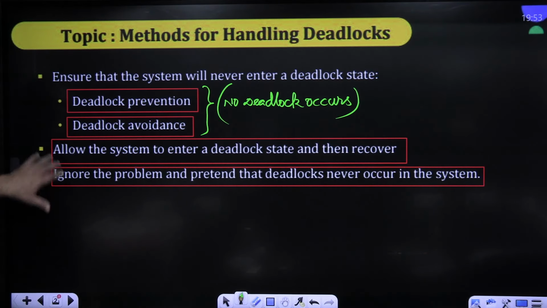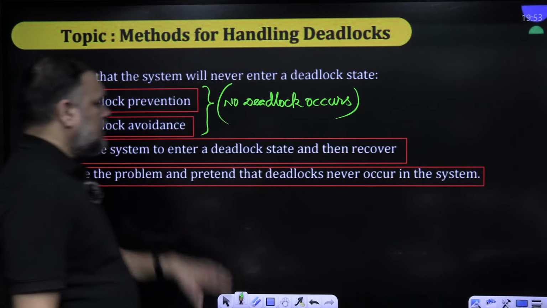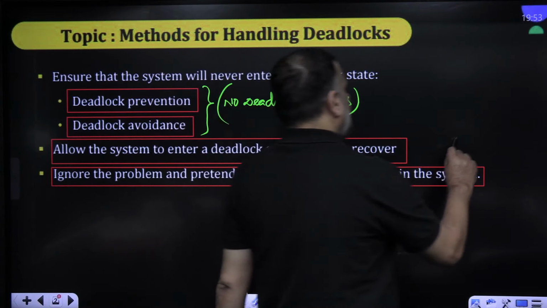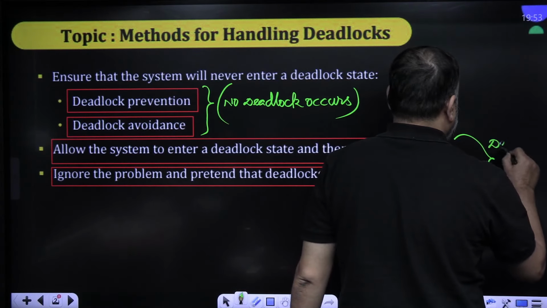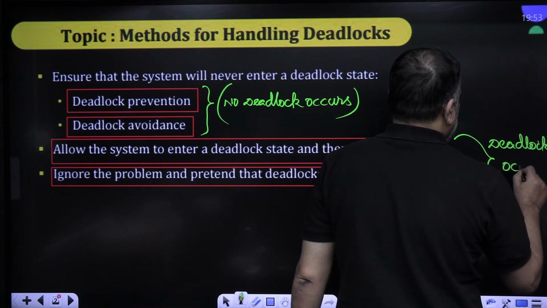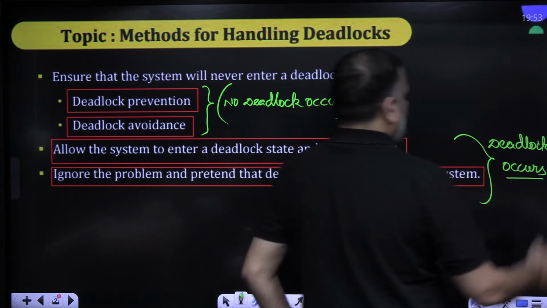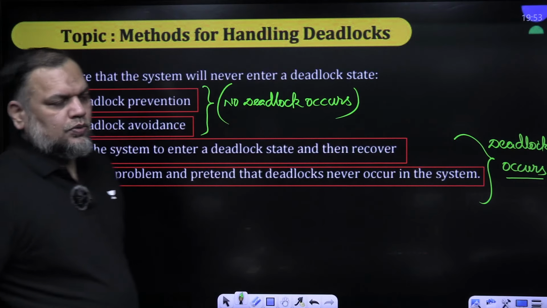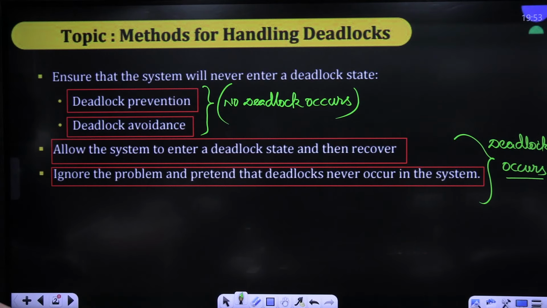And then the third and fourth allow the system to go into deadlock. So in these two strategies, deadlock occurs. This is the fundamental difference that you have to remember with regard to deadlock and with regard to dealing with deadlock.